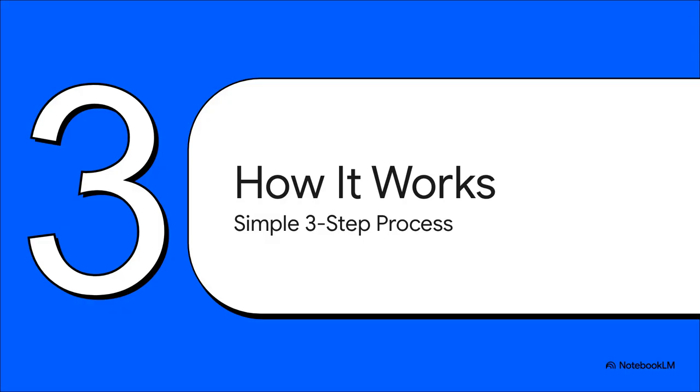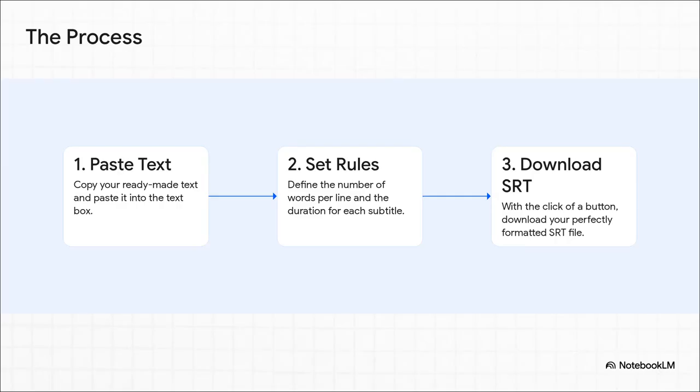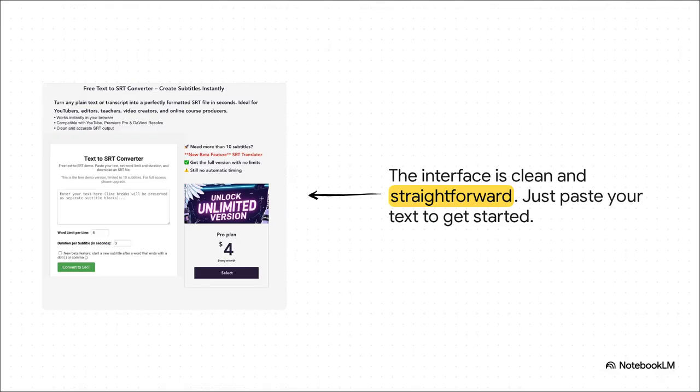So how do you actually use it? Well, the best part is just how simple it is. This is not some complicated piece of software you have to spend hours learning. It's just a simple 3-step process. And the process really couldn't be easier. You just paste in your text, you set a couple of super simple rules for how you want it to look, and then you click a button to download your file. That's it. Seriously. Here's the actual interface.